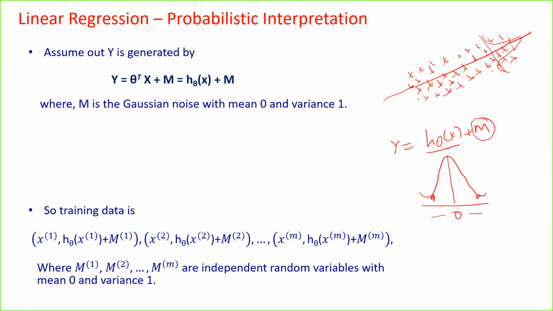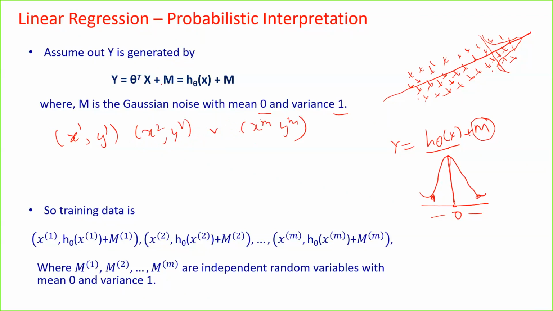You want most of the instances to have error 0. It means with a mean 0 and variance 1, it follows the Gaussian distribution, right? So here m is the noise, Gaussian noise with a mean 0 and variance 1. Variance 1 means constant variance, constant spread. That's the assumption. So we are assuming that y is equivalent to h theta of x plus m, where m is the Gaussian noise with a mean 0 and variance 1. Now what is your problem? Your problem is you are given x1, y1, x2, y2, and so on, xm, ym.